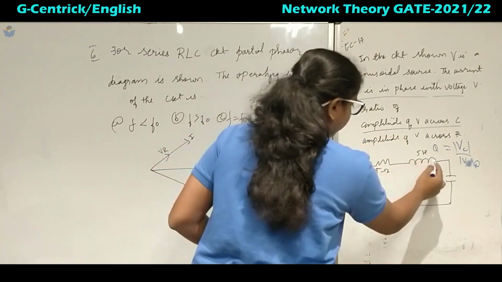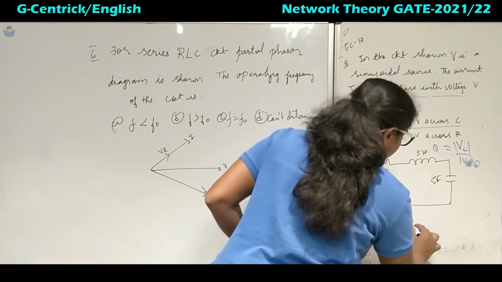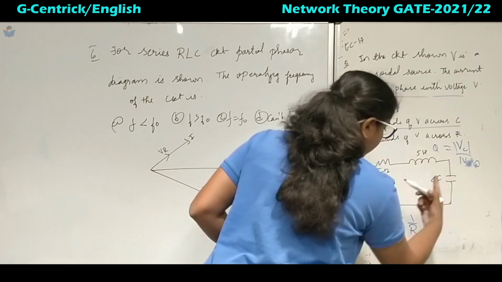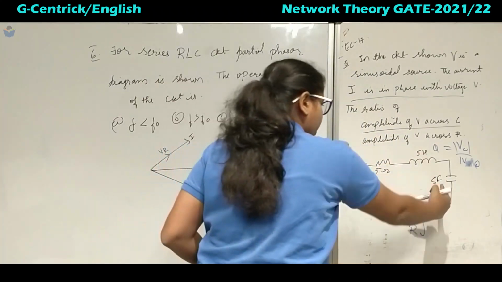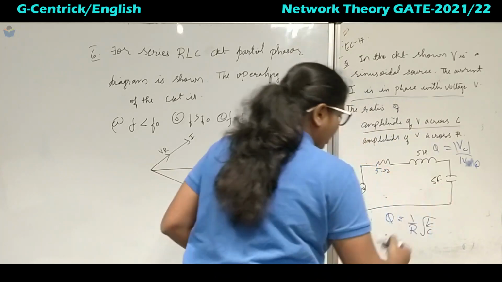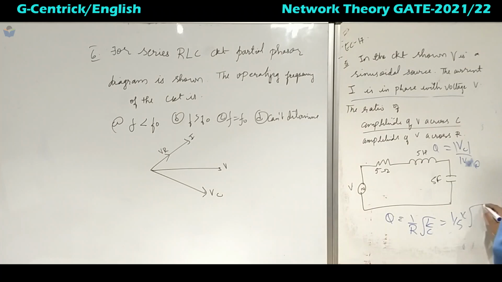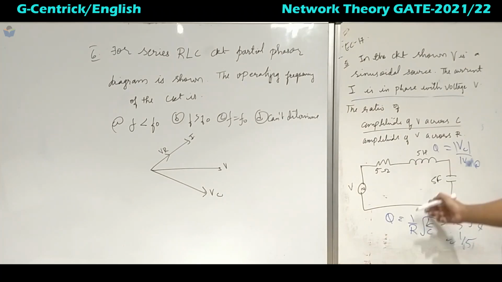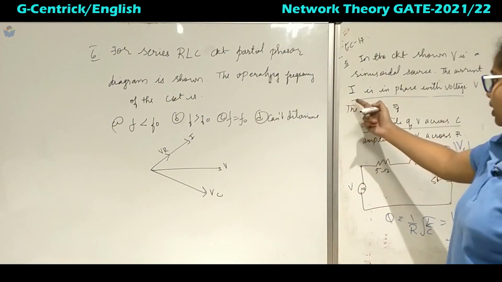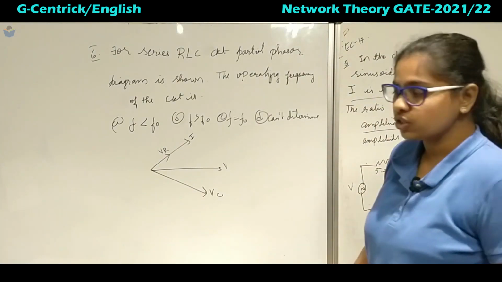We have R, we have L, we have C. So one more formula of quality factor for series resonance is (1 by R) root of L over C. So this is 1 by 5 into root 5 by 5. So this is 1 by 5. Okay, so it was a simple question. The hint was that I is in phase with voltage V.